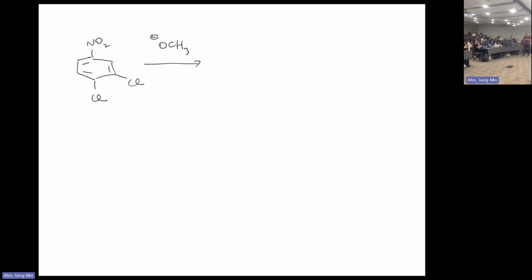When you are in doubt, what you need to do is draw the mechanism. The mechanism is basically looking at the intermediate produced, and the more stable intermediate will lead to the major product. So that's why the mechanism is something that you're going to use when you don't know what to do. So let's look at both cases one by one. First of all, let's look at this chlorine at the meta position.